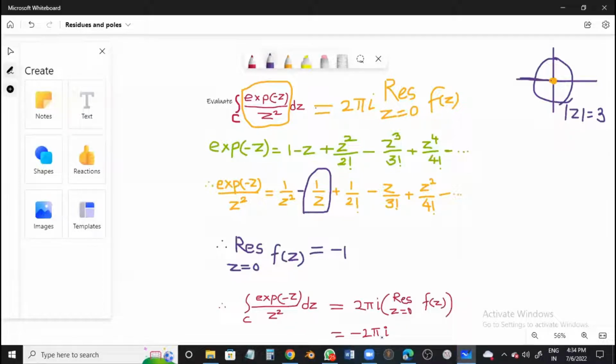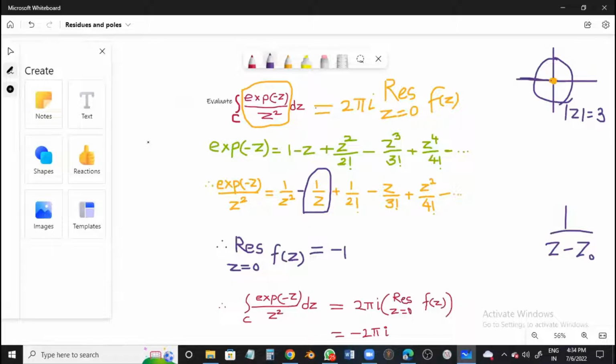Yes, ma'am. So every time, what do we do? We try to find out the coefficient of 1 upon z minus z naught. We always try for the coefficient of 1 upon z minus z naught. In this present case, z naught was the origin, so we have taken 1 by z only. I suppose you followed this.